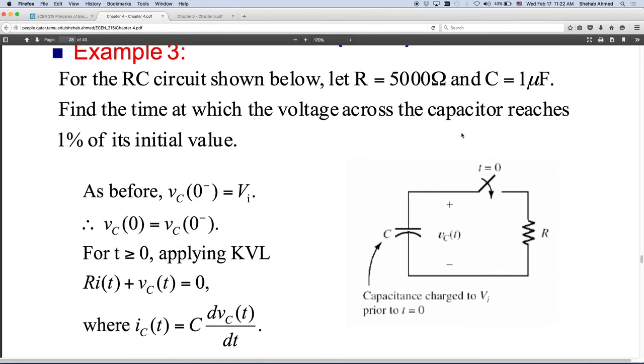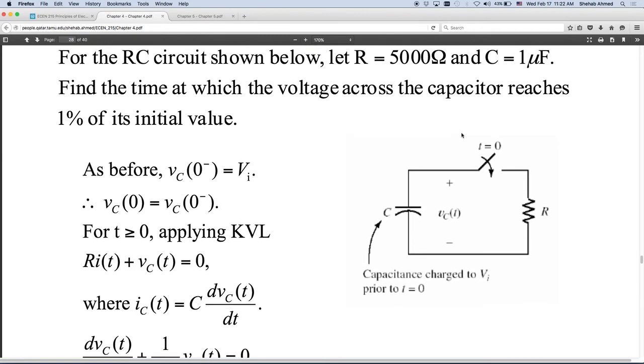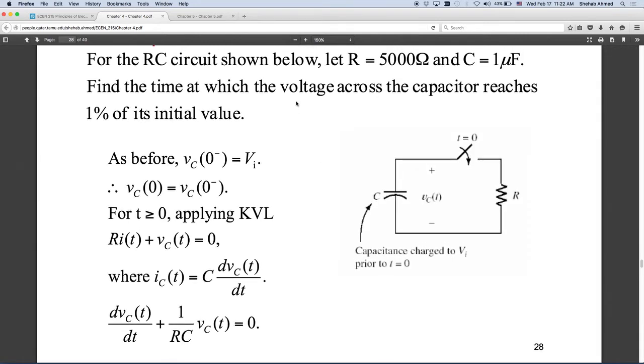Another example, RC circuit without the source. They give you a value for the R, they give you a value for the C. Find the time at which the voltage across the capacitor reaches 1% of its initial value, right? So nothing different than what we did before. We have to solve it in the same fashion. So given, as before, the initial value of the voltage is V input. They give you the initial conditions and ask you to find the time at which the voltage across the capacitor reaches 1% of its initial value.